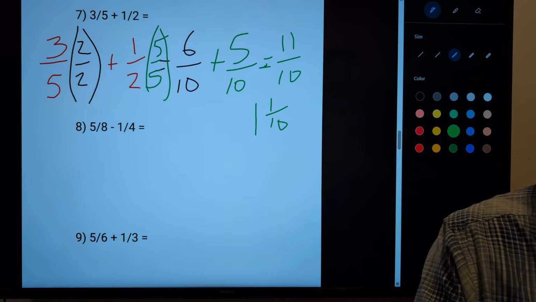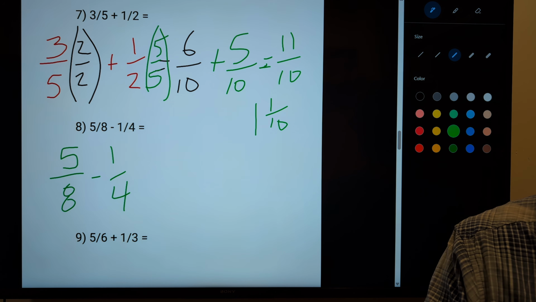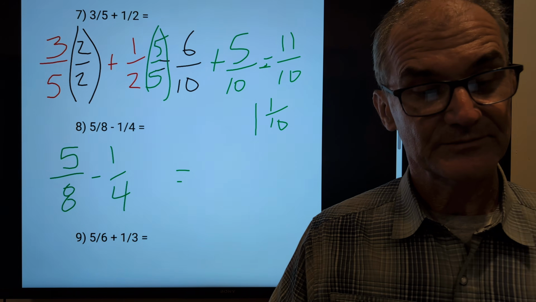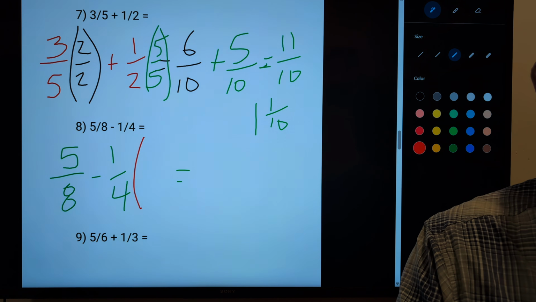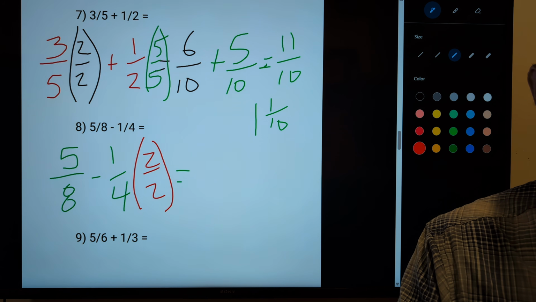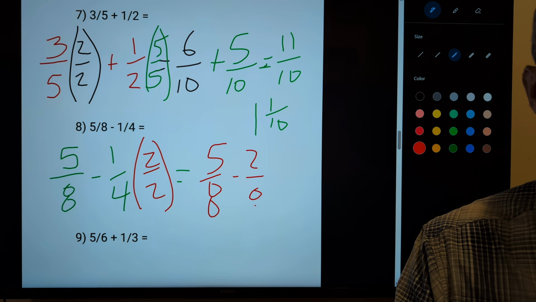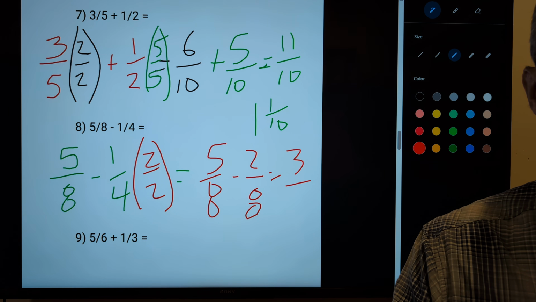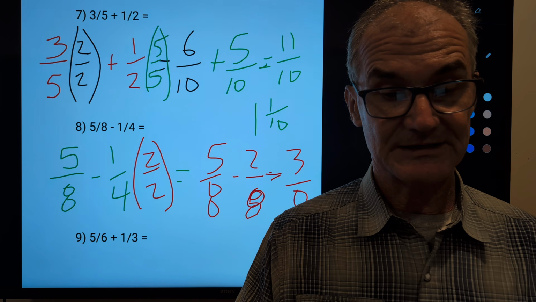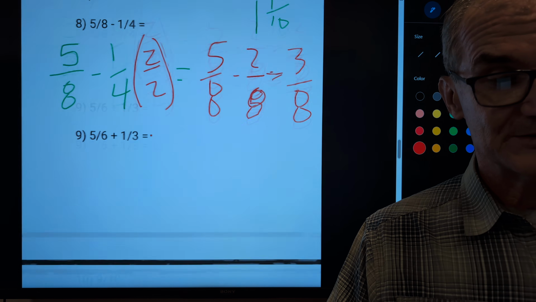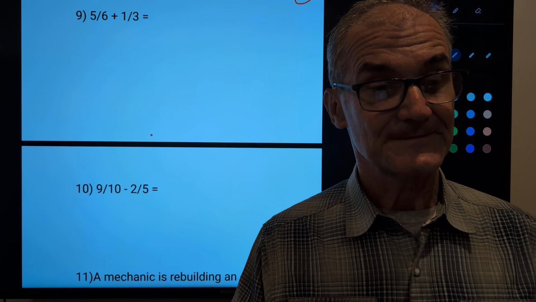Number 8, I have 5/8 minus 1/4. Again, I need that common denominator. It's going to be 8. How do I turn that 4 into an 8? I multiply by a 2 over 2. That's going to give me 5/8 minus 2/8. 5 minus 2 is 3. Keep that common denominator of 8. Correct answer is 3/8. Make sure you're doing this before I do them, and then we'll get to some word problems.